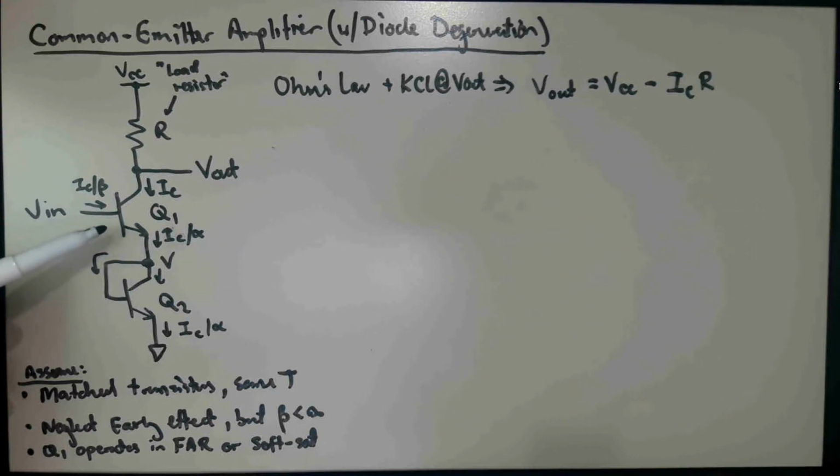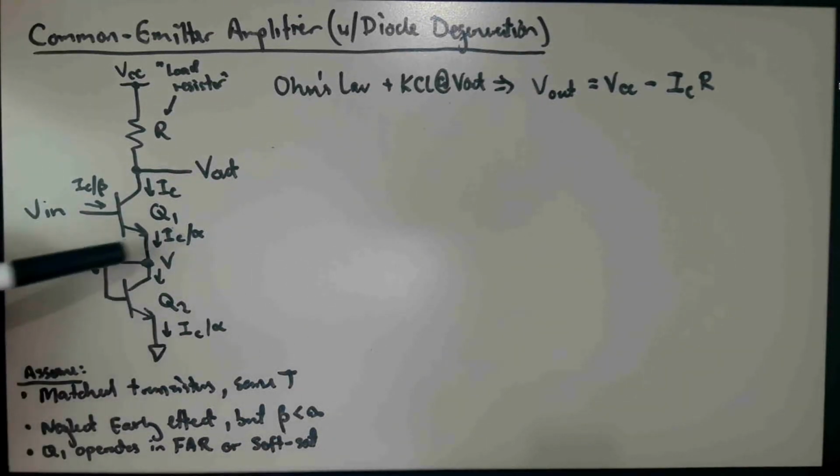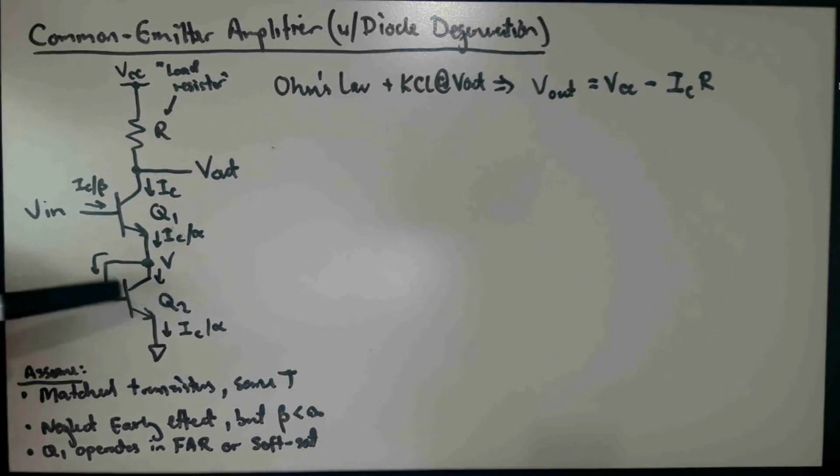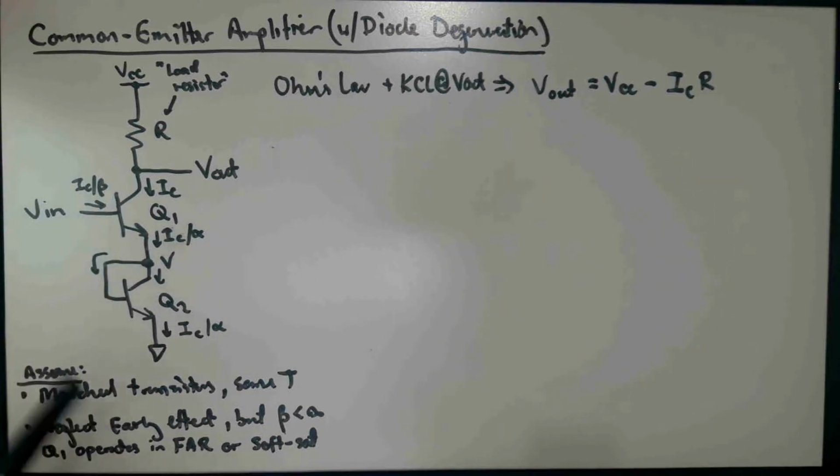So Q1 operates in the forward active mode by assumption, and Q2 has to as well, okay? That's because it's diode connected, and it's carrying a current, and so that means it must be forward biased. And if these two devices are operating in the active mode, and there is no early effect, which is what we're assuming here, the matching assumption basically guarantees that these two transistors have basically identical base to emitter voltages.